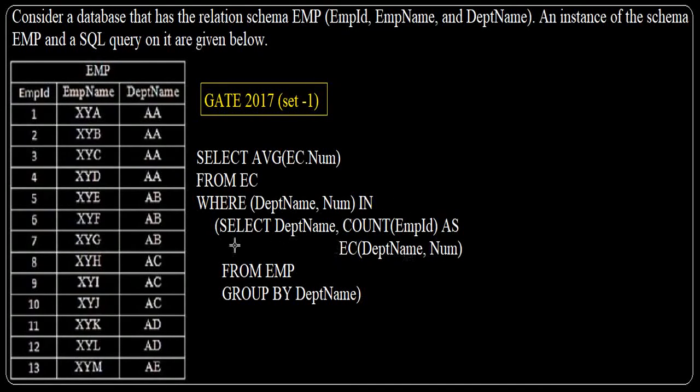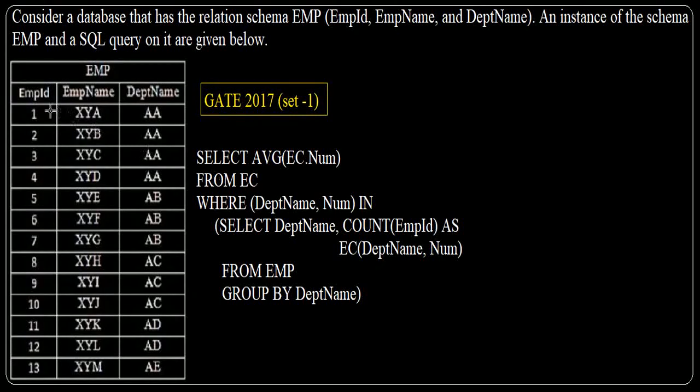Now let's check this. Go to the EMP table first, and we need to group by department. How many types of department are there? AA, AB, AC, AD and AE. There are 5 types of department, and for each department we need to count the number of employee ID.